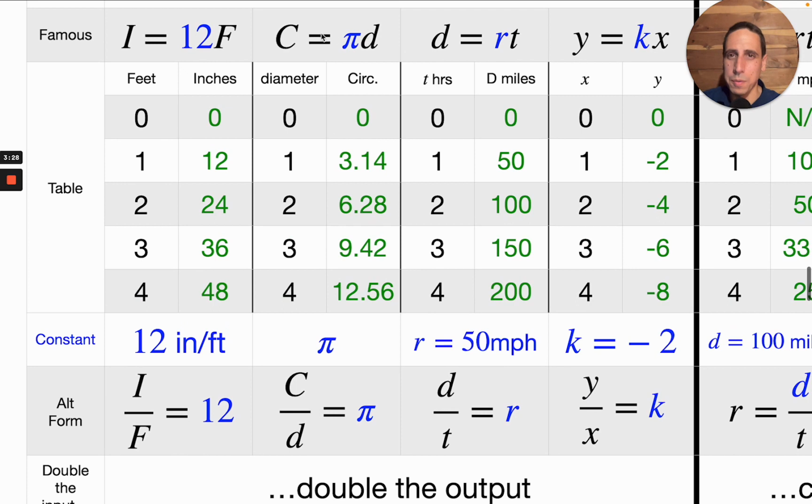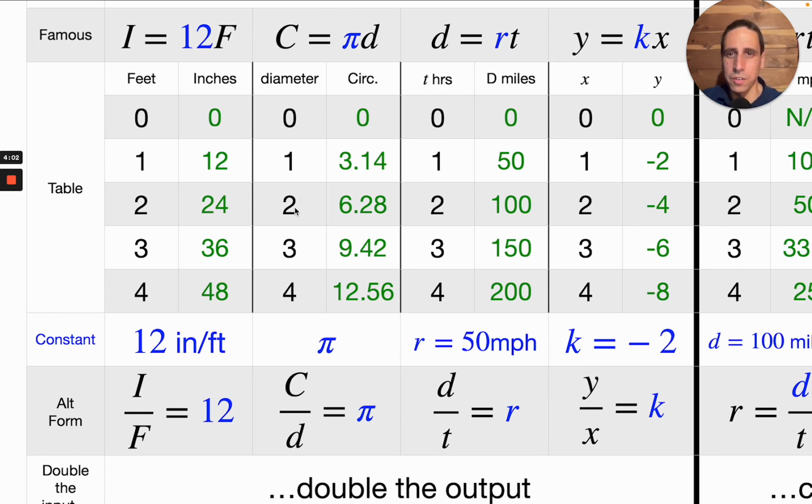Here's another super famous equation. Circumference of a circle is equal to pi times the diameter. If the diameter is 0, the circumference is 0. But if the diameter is 1 unit, then this is going to be pi. I'm rounding decimals here, but you could also say it's just pi. This is 2 pi, this is 3 pi, this is 4 pi. Notice the constant is pi right here. It's in blue. If you wanted to, you could divide both sides by d and get c divided by d is equal to pi.